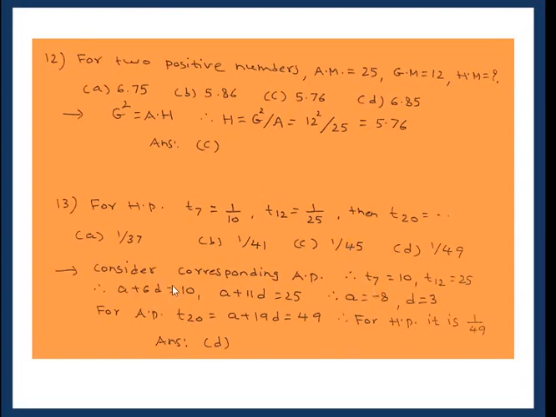We know the formula for the nth term of an AP. So I get these two equations: A plus 6D equal to 10, A plus 11D equal to 25. On solving, we get the first term A as minus 8 and common difference as 3. Now what is the 20th term of an AP? A plus 19D. Substitute the values: A is minus 8, D is 3. You get 49 as the 20th term of AP. But what is asked? The 20th term of HP. So it will be 1 upon 49. So the correct option is D, that is Delhi.